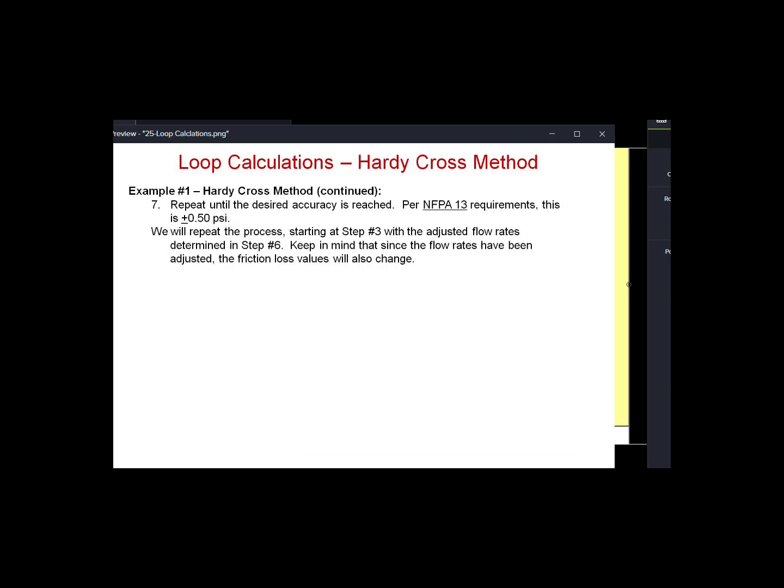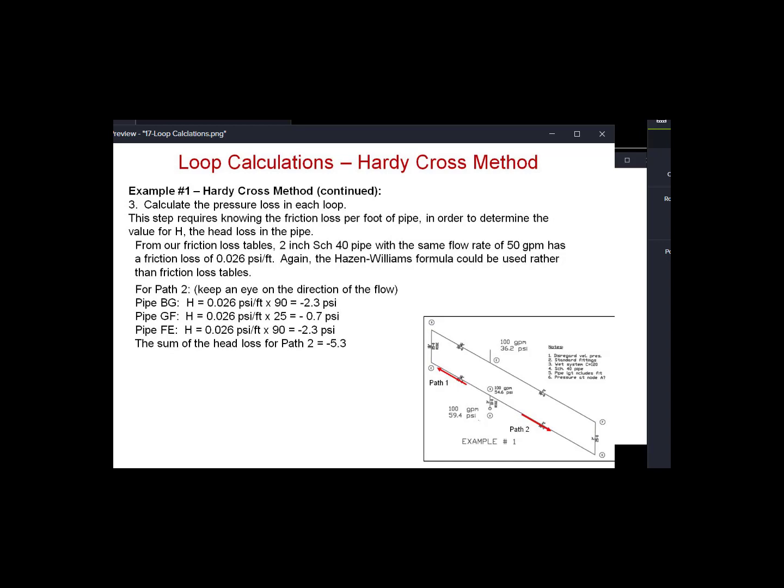Step 7, repeat until the desired accuracy is reached. Per NFPA 13 requirements, this is within 0.5 psi. We will repeat the process starting at step 3 with the adjusted flow rates determined in step 6. Keep in mind that since the flow rates have been adjusted, the friction loss values will also change. Going back to step 3, calculate the pressure loss in each path. This will actually be step 8.